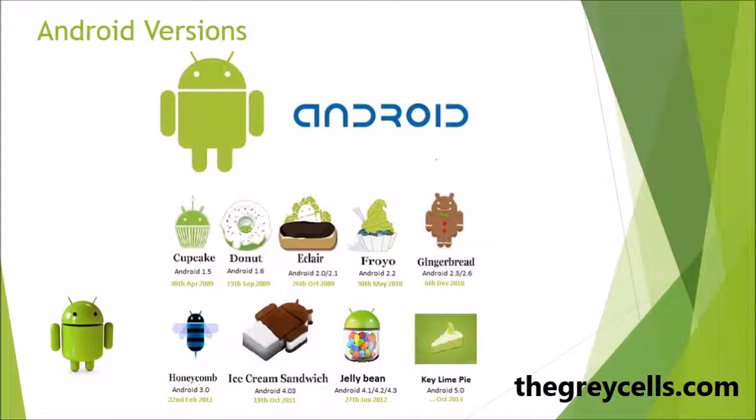Android 5.0, that is Key Lime Pie, is expected to be released in October 2013. An improved multiple device support is expected along with enhanced integration of social networking and cross-device SMS syncing on Google Cloud services.